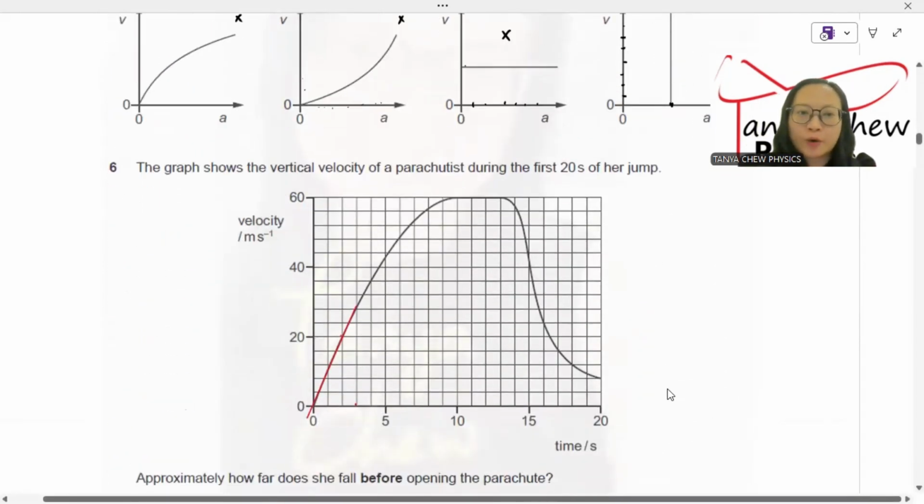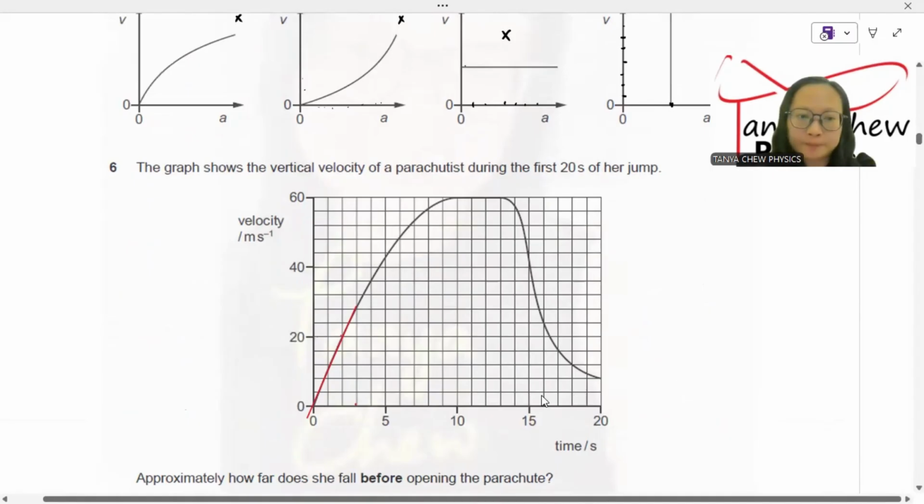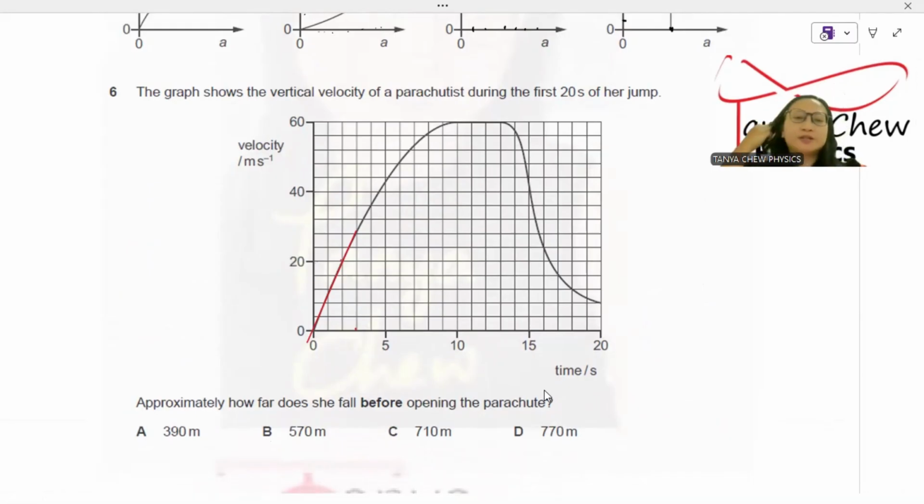Number 6, the graph shows the vertical velocity of a parachutist during the first 20 seconds of her jump. Approximately how far does she fall before opening the parachute? This is a graph of velocity against time. If you want to find how far the parachutist falls before opening the parachute, this is the point where the parachute is being opened. So you have to find the distance.